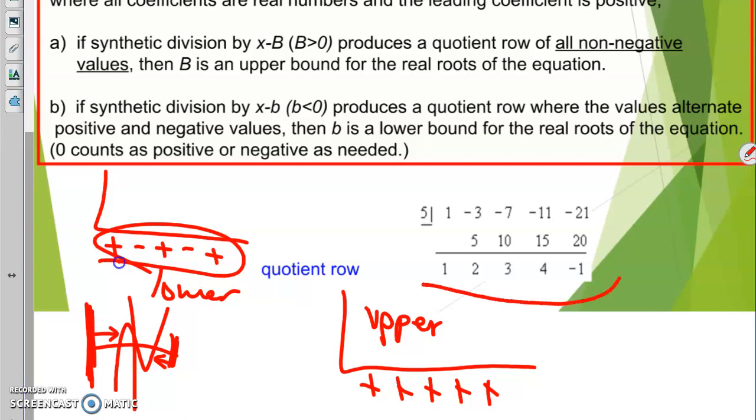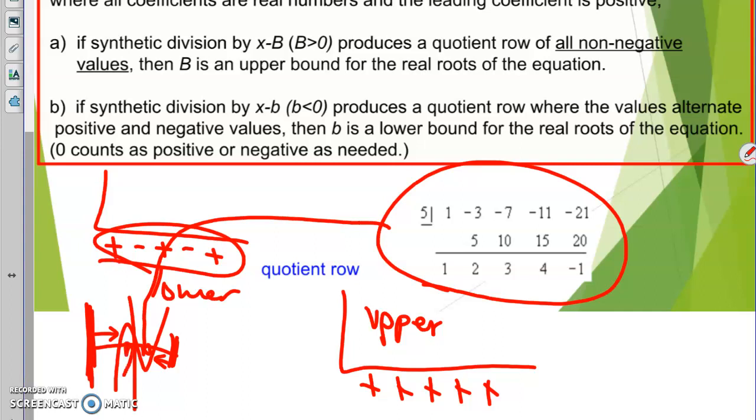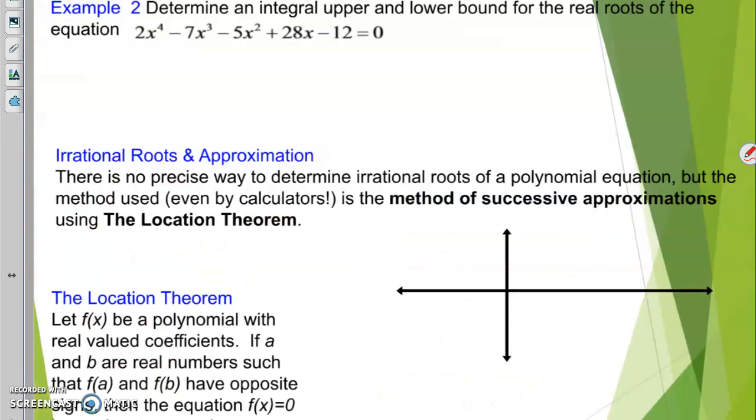If we look at this that I have over here, it fits neither one of these, and so what that means is it's probably somewhere in here, because it's not going to be an upper bound or a lower bound in that situation, because it doesn't fit the every other one or the all positive. So it's going to be between some of those roots. So let's go ahead and do some testing on this one and see what we can come up with.